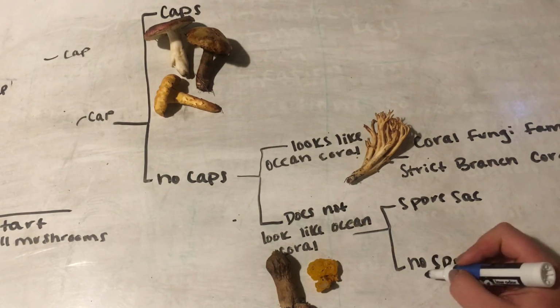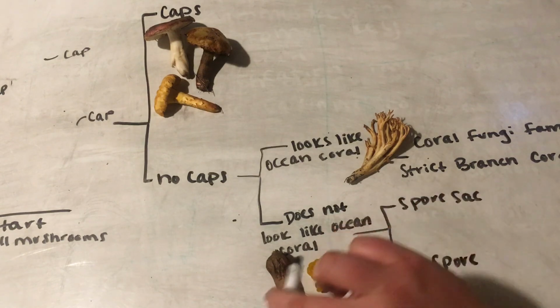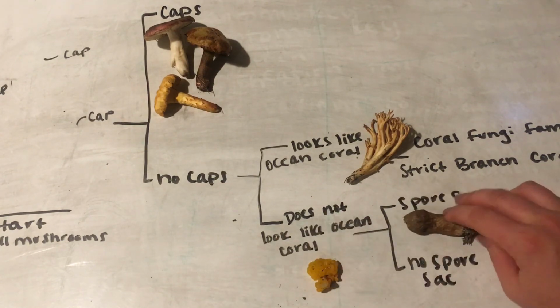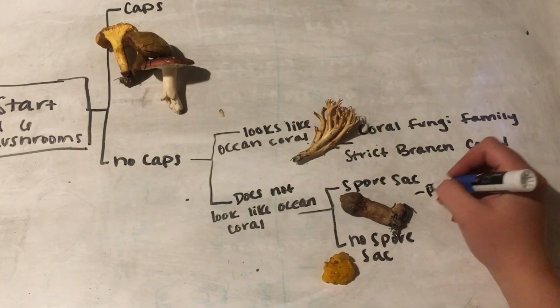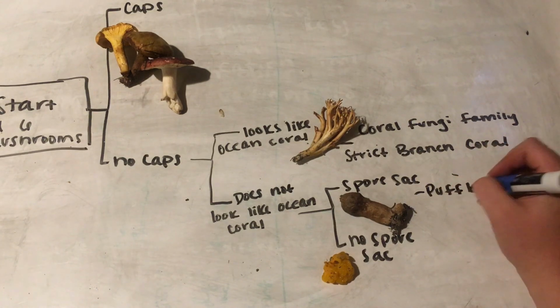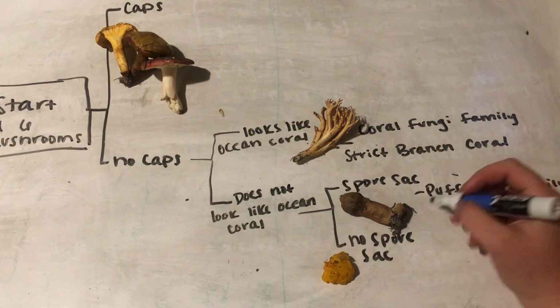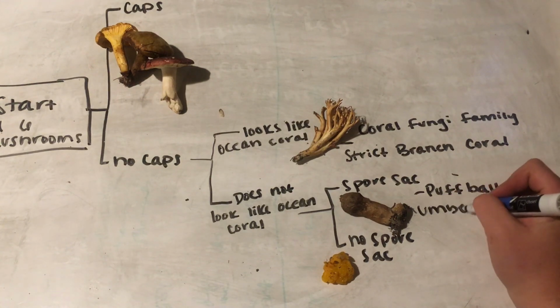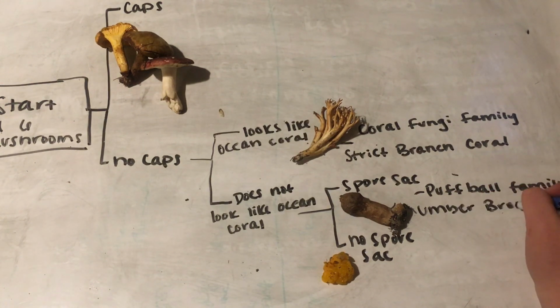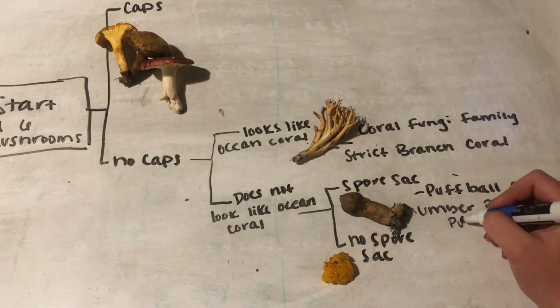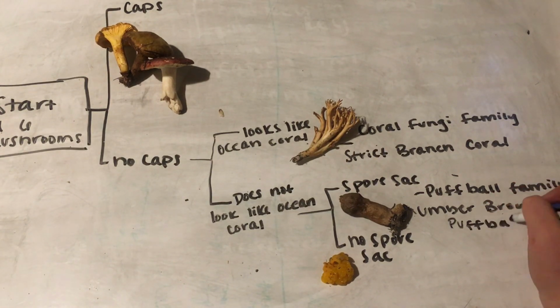Now that each of our mushrooms are being moved to their individual categories, we can begin to make identifications. Our first mushroom is part of the puffball fungi family. Puffballs have spore sacs that oftentimes release spores when squished. They are usually a long cone shape, or they are small, round, and look like golf balls. This one is called an umber brown puffball.